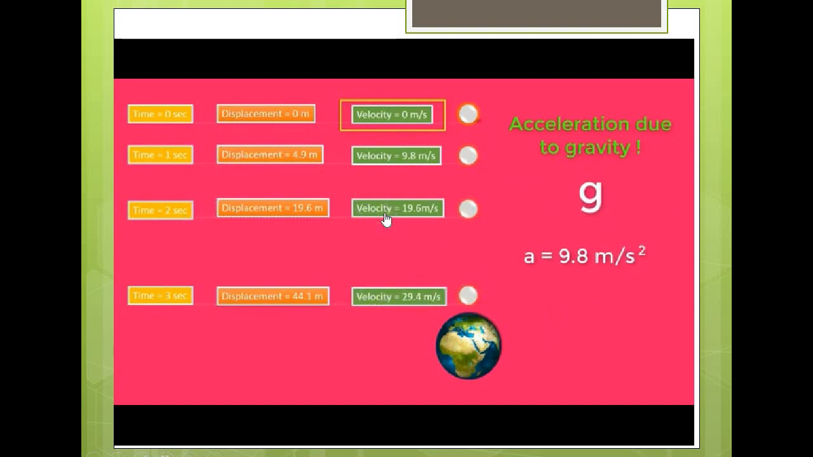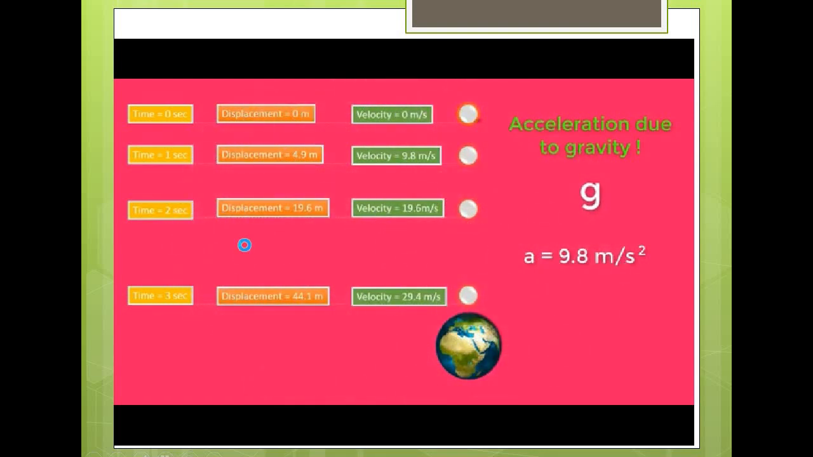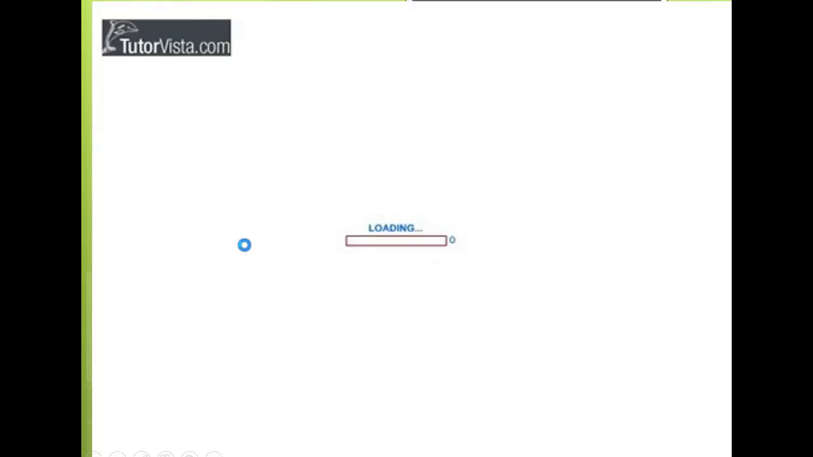Lastly, what is the direction of acceleration due to gravity? The answer is, when a body falls in downward direction or it goes in upward direction, in both the cases, the change in velocity is downward. Hence, the direction of acceleration due to gravity should always be in downward direction. I hope you have understood the concept.